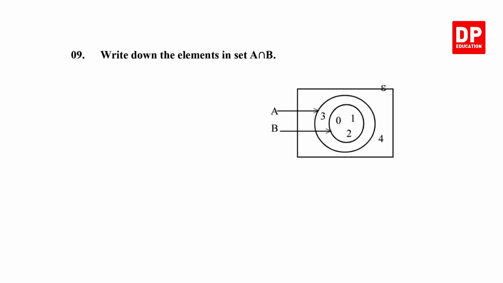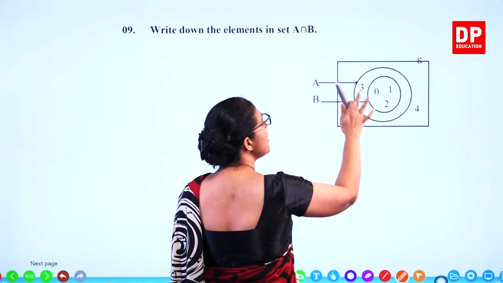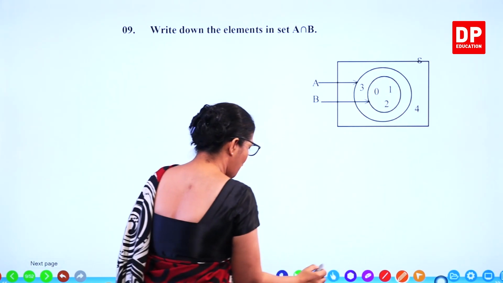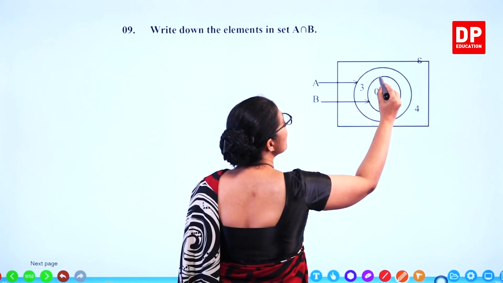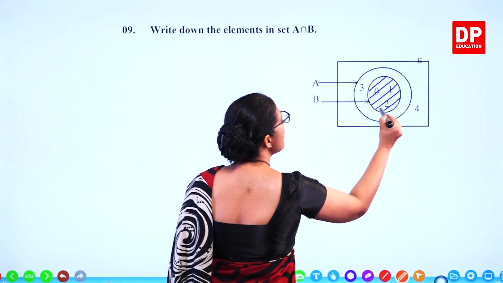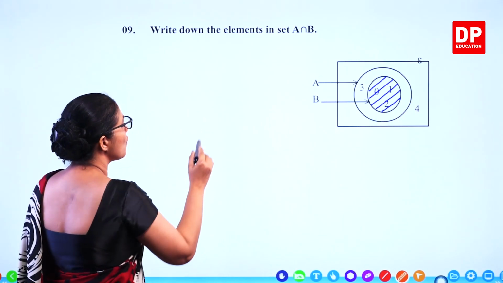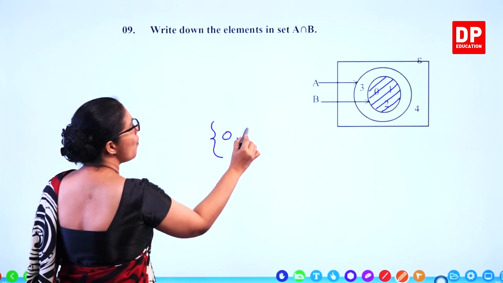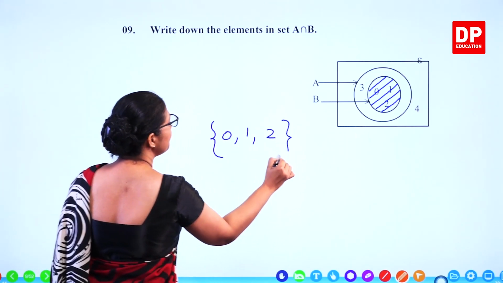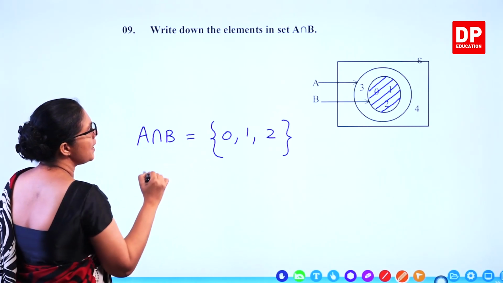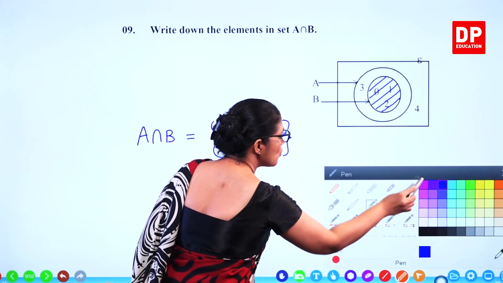Question number 9. Write down the elements in set A intersection B. A intersection B means common for both A and B. So, this region, I can shade this region is A intersection B. So, what are the elements? 0, 1, 2. That's A intersection B. So, you get 2 marks for that.